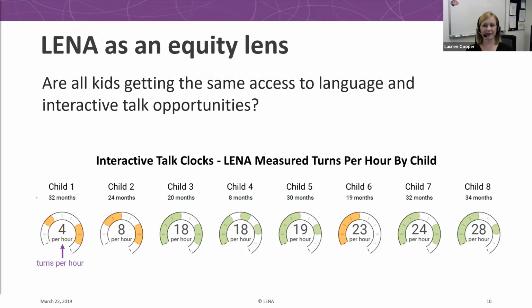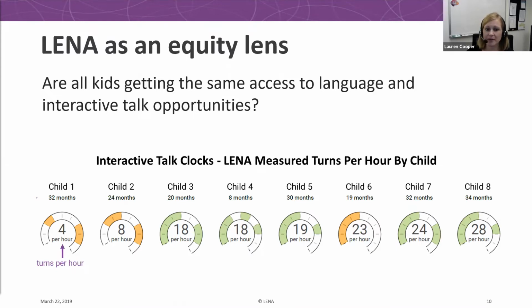Where else are we going to get this kind of data that shows us exactly what those days look like? So since the room summary report gives you the visual breakdown of average turns throughout the day per child, it's a great way to look at how interactive talk is spread among the children in the room.